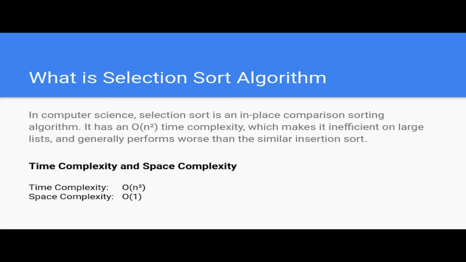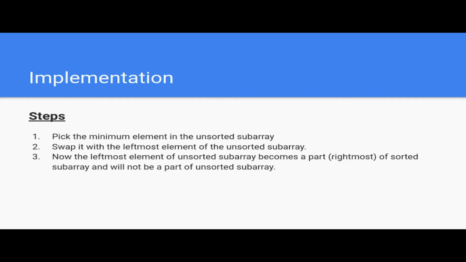In computer science, selection sort is an in-place comparison sorting algorithm. It has a time complexity of big O of n square and space complexity of big O of 1. So it is very inefficient for large lists, and it performs worse than the very similar insertion sort, but it has a very important concept, so let us learn it.